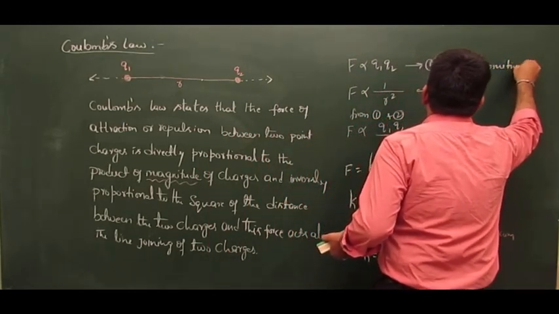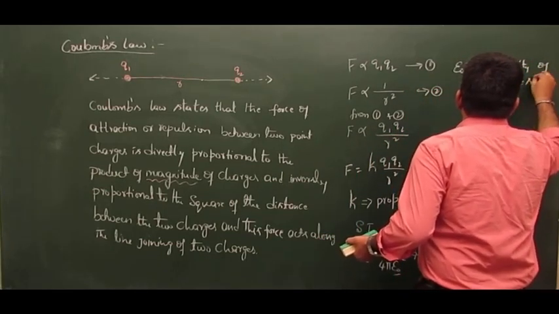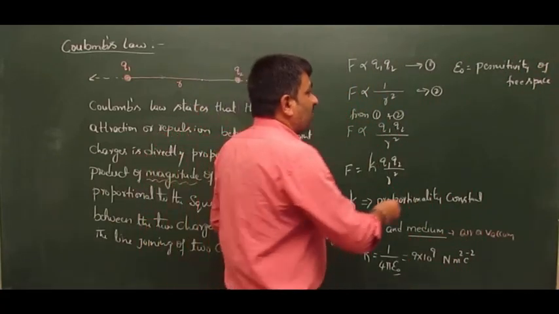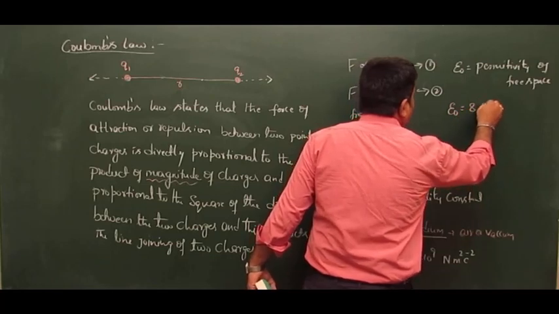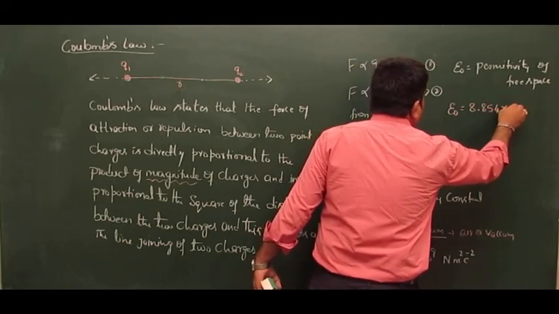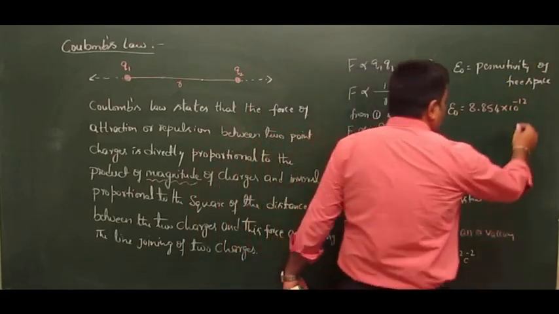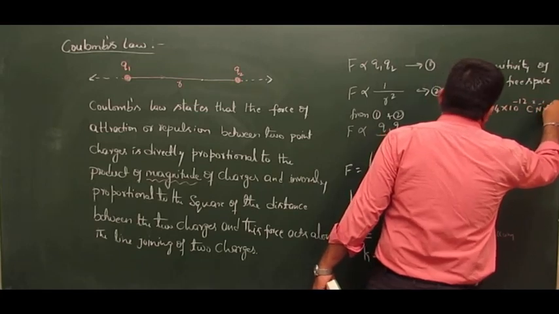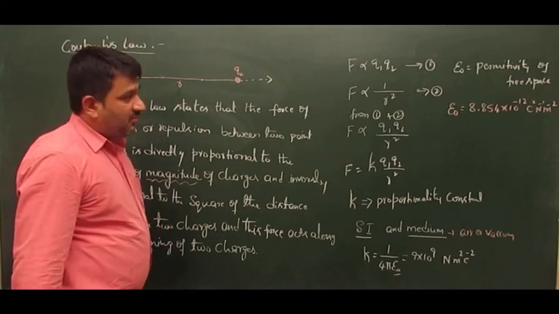Permittivity of free space. Then what is the value of this epsilon naught? Here the epsilon naught value, epsilon naught is equal to 8.854 into 10 to the power of minus 12. The unit is Coulomb square per Newton per meter square.